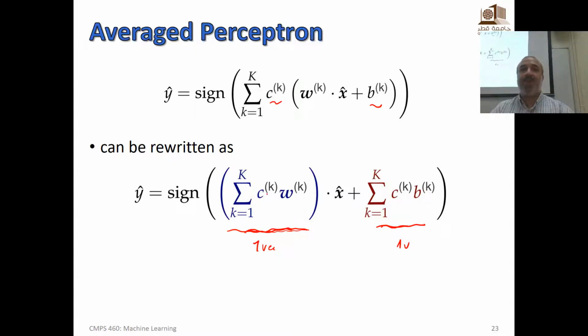What will happen in prediction? You see, this vector will be multiplied by x. There's no sum over all the models now, right? All the summations were done in training. We don't need to do any summation in prediction. Because we have this vector already, and we have this value, we just multiply this vector by x and add this value. So it is like we are keeping just one model.